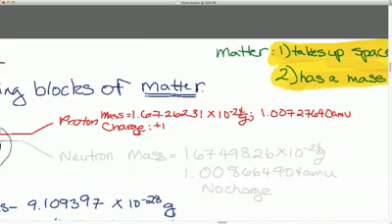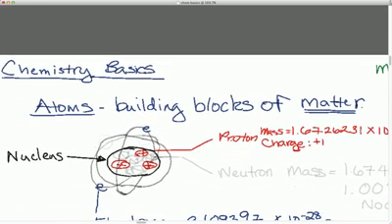And atoms are the building blocks of matter. And each of these atoms consists of a nucleus that within the nucleus has a proton, which has this mass. Most people just use 1.67.